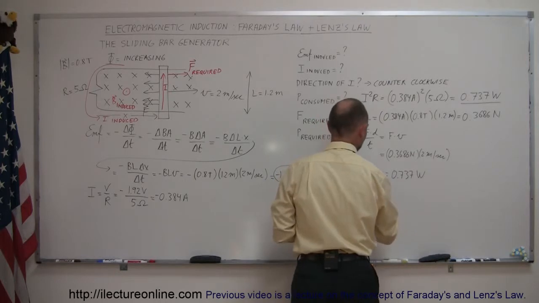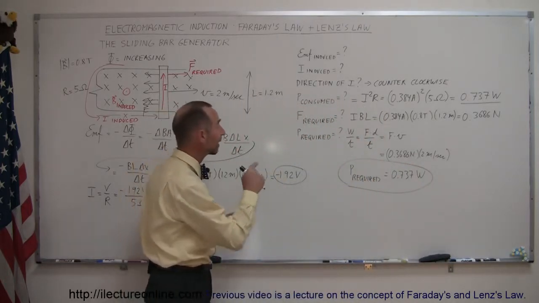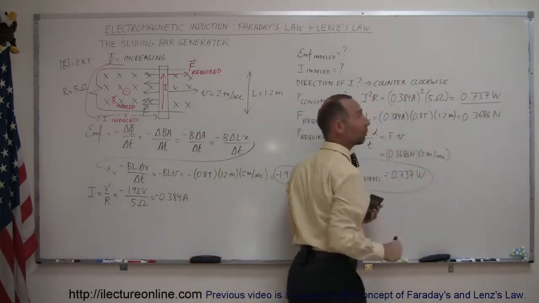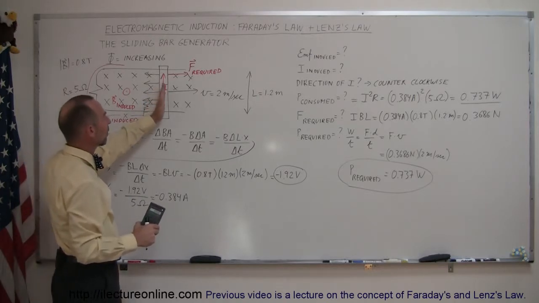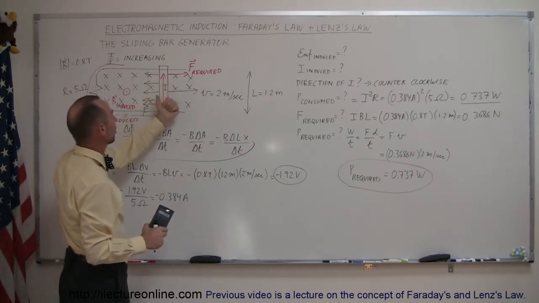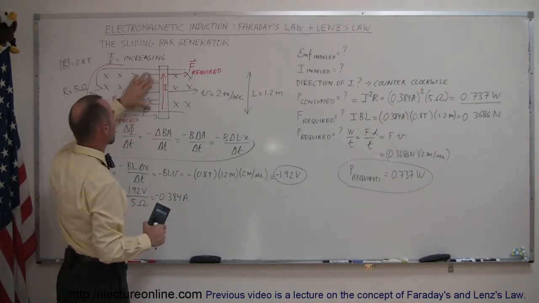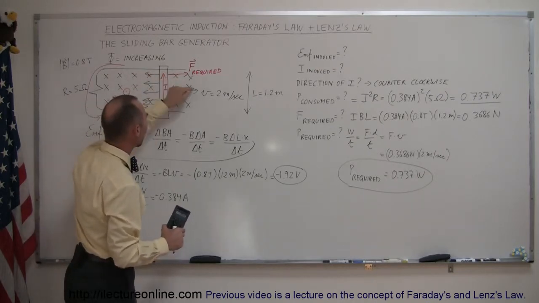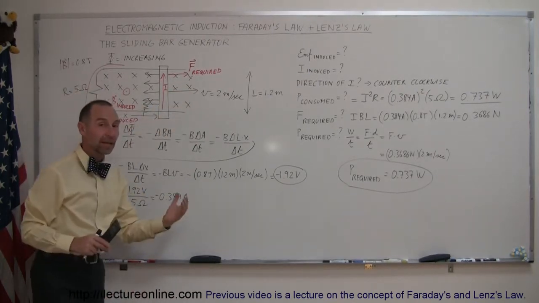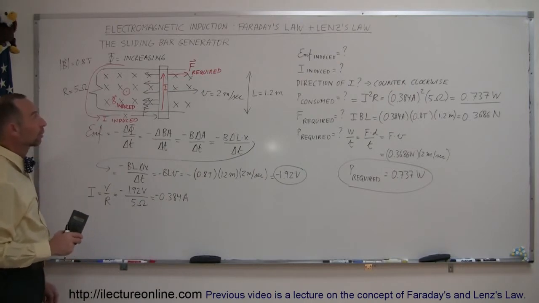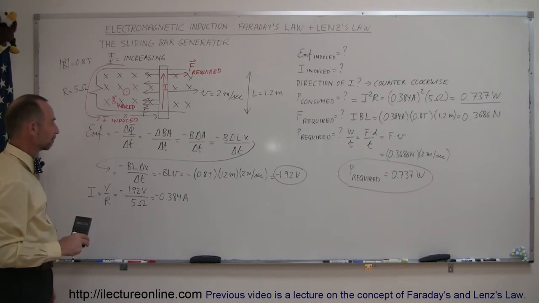And if you take a look, you'll notice that the power required to move the bar to the right is exactly equal to the power consumed by the resistor, which is kind of interesting. So all of the power required to move the bar to the right to overcome the force on the bar, because the current running through the loop acting on the magnetic field causes the bar to be pushed to the left, is consumed by the resistor in the circuit. And that's a very good example of how you work with Faraday's law and Lenz's law.